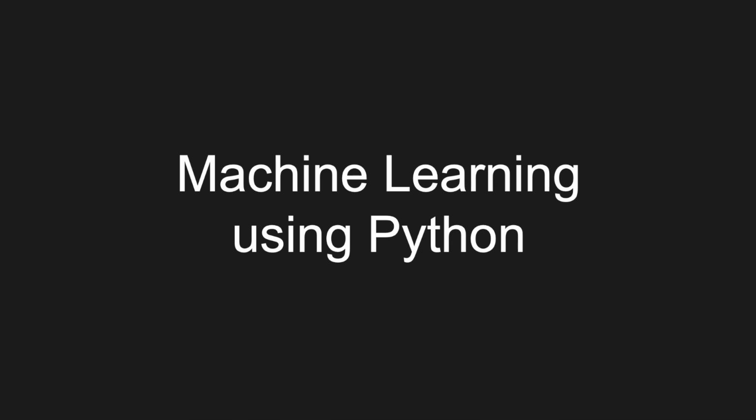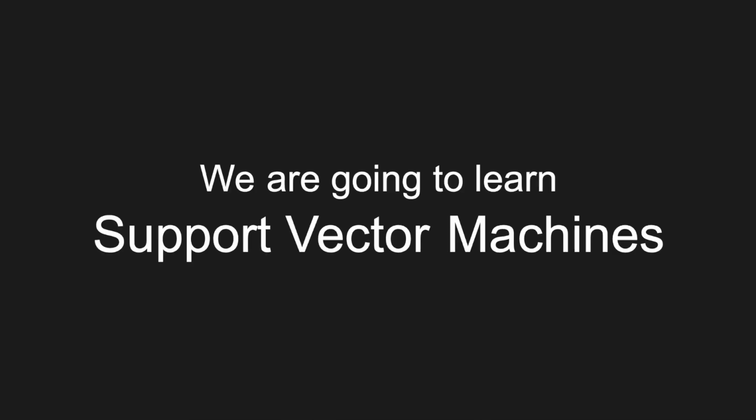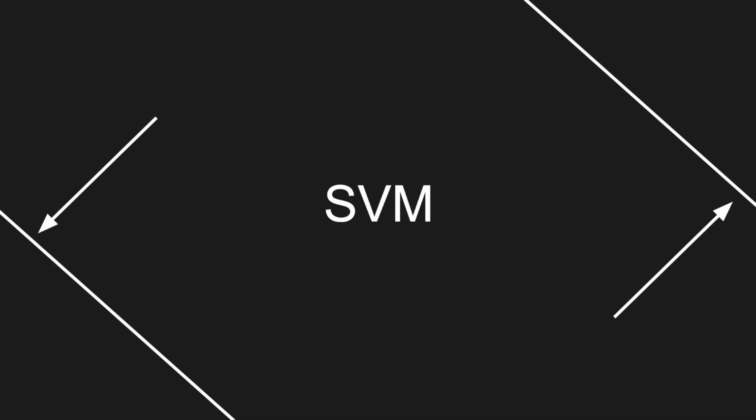Hello! In today's session on machine learning using Python, we are going to learn all about support vector machines. Support vector machines are also called SVM, and SVM stands for nothing other than support vector machines. And support vector machines are these vectors that are supported. And that's about it. That's how simple support vector machines are.